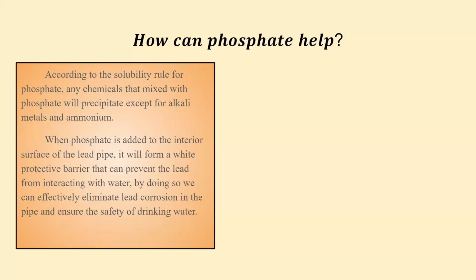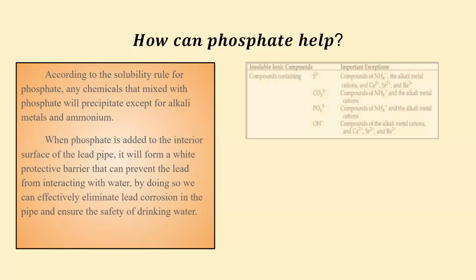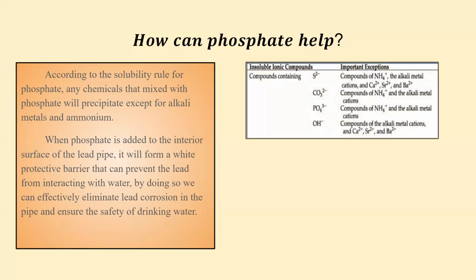How can phosphate help? Well, according to the solubility rule for phosphate, any chemicals that mix with phosphate will precipitate except for alkali metals and ammonium. That means that lead will precipitate when it is mixed with phosphate.